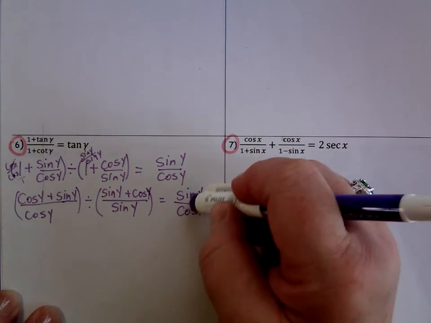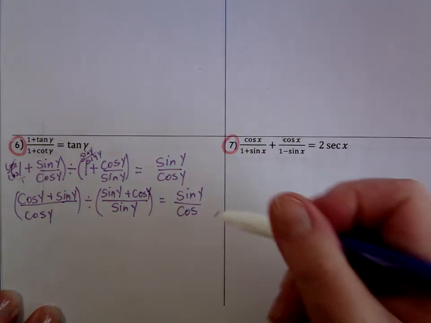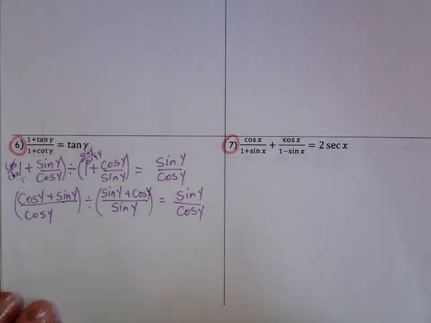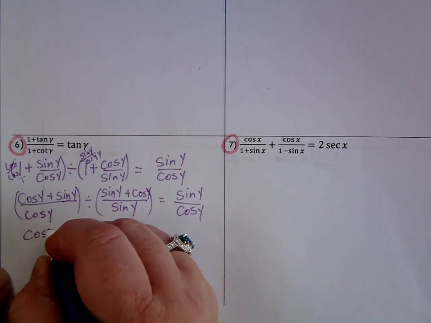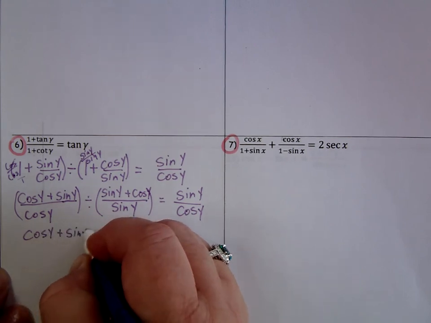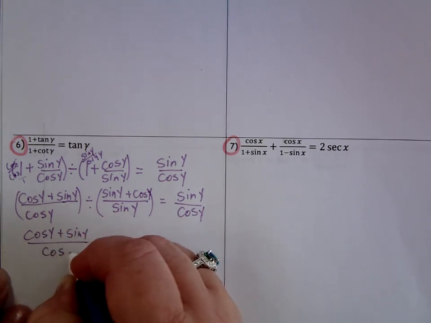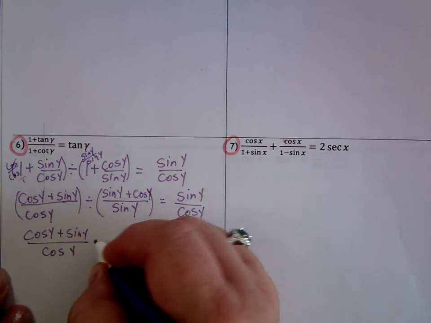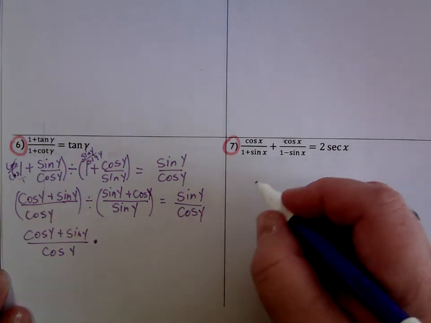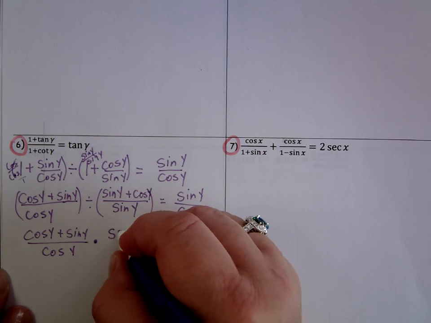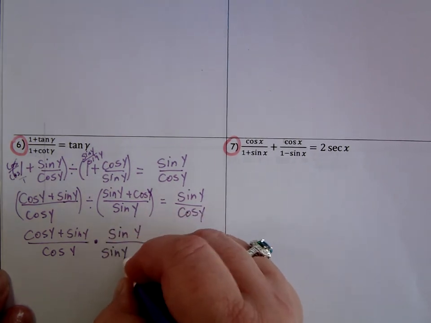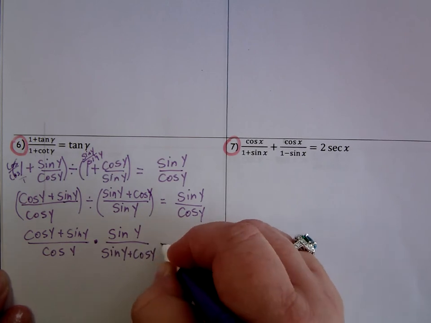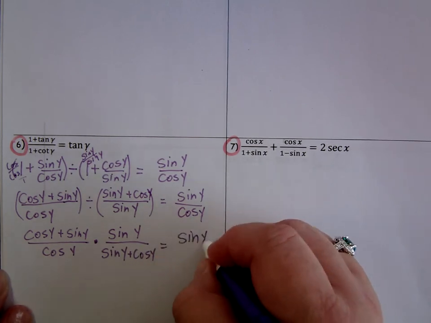Y, not x. Okay, so if I'm dividing by a fraction, I have to multiply by the reciprocal, so that's going to give me this. Cosine of y plus the sine of y over the cosine of y, that's this guy, times, keep change flip, I am flipping, gives me sine of y over sine of y plus cosine of y, and supposedly it equals the sine of y over the cosine of y.